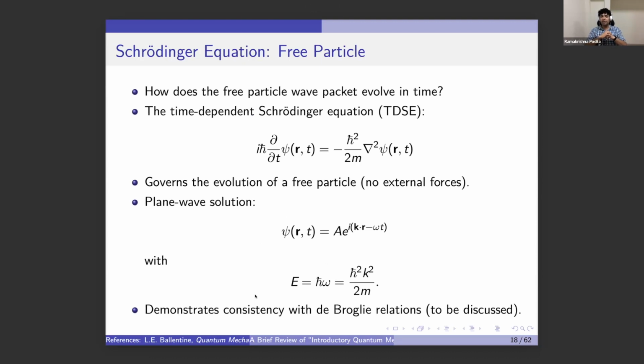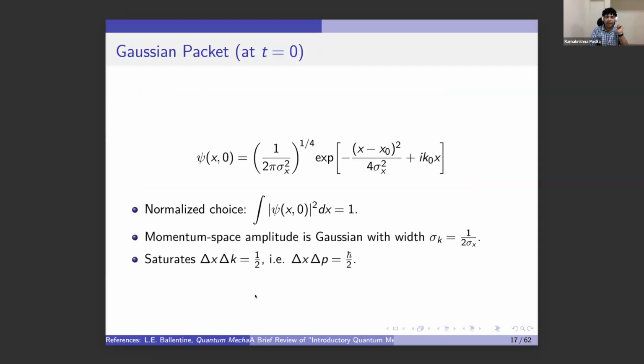So we begin with something called the Schrodinger wave equation. The Schrodinger wave equation is like a diffusion equation. It's not a diffusion equation as such in the classical sense, but it is like a diffusion equation that tells us how this free particle, that is, how this Gaussian wave packet that is at time t equals 0, evolves in time, right?